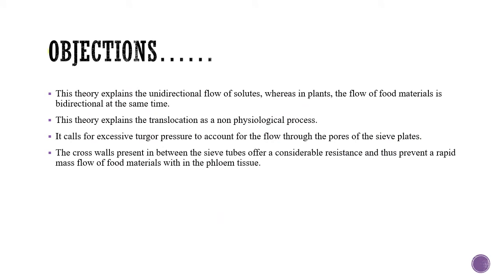So now there are some major objections to this theory. So the first one would be that this theory explains the unidirectional flow of solutes. But whereas in plants, the flow of food materials or the direction of translocation tends to be bidirectional at the given time. And the second objection to this theory is that it explains the translocation as a non-physiological process, whereas it is believed that translocation is not only a non-physiological process but also a physiological process.